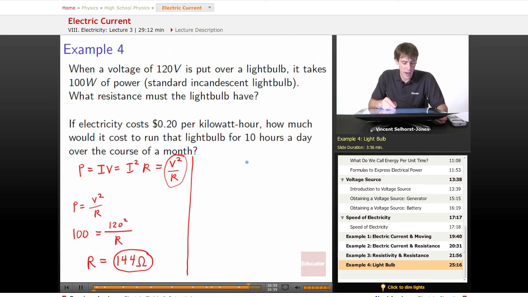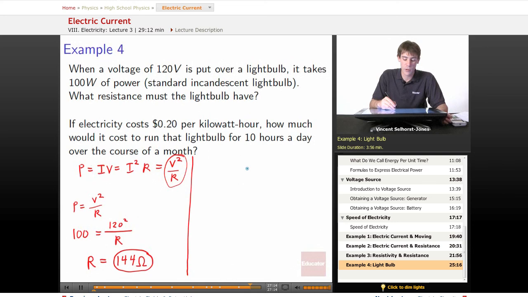All right, so the other half of this: if electricity costs 20 cents per kilowatt hour, a reasonable price for electricity, a little high in some places, a little less than what it is in other places, how much would it cost to run that light bulb for 10 hours a day over the course of a month?